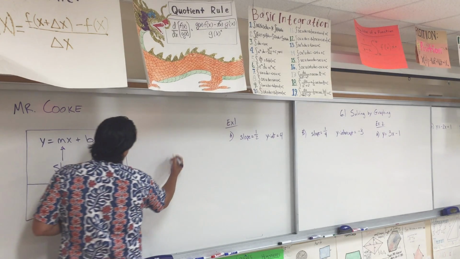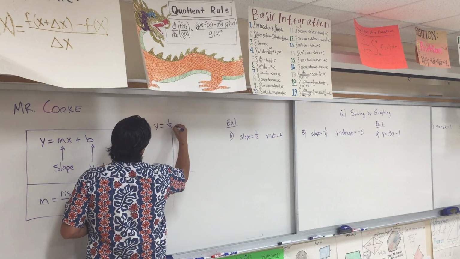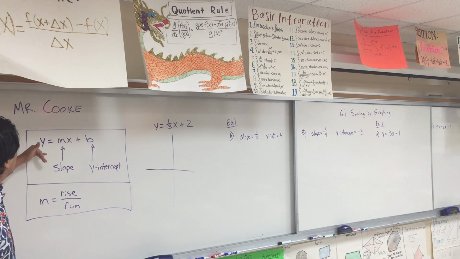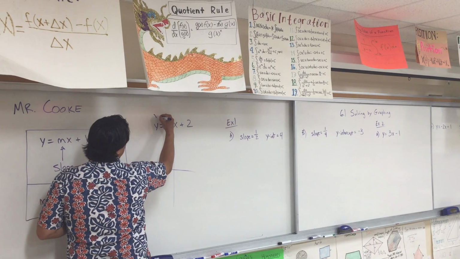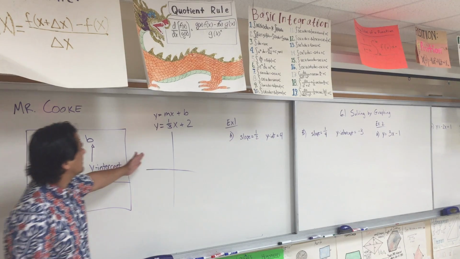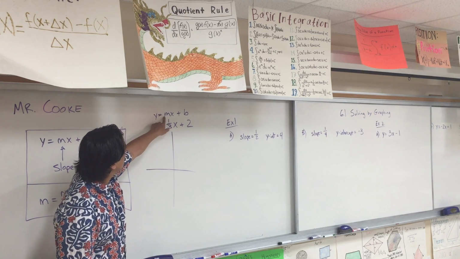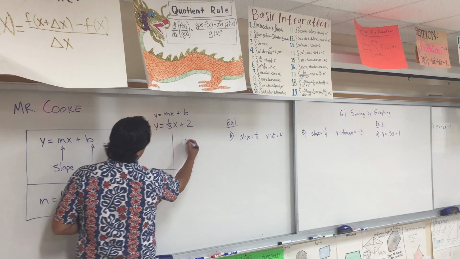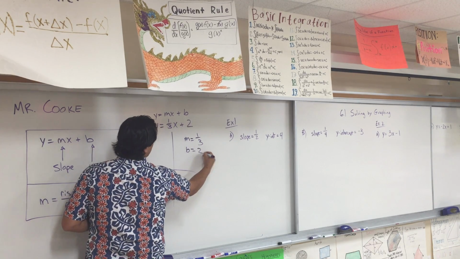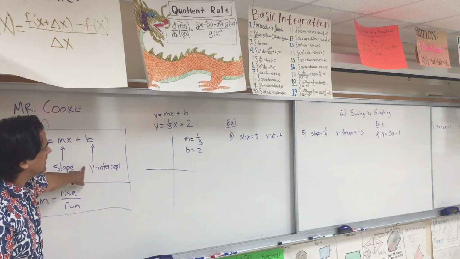So if we have a graph, and say they give it to us like this, you can write y equals mx plus b above it. It's easy to see, when it's organized in this way, that m is our 1/3, and our b, our y-intercept, is 2. Now remember, m is our slope, b is our y-intercept.